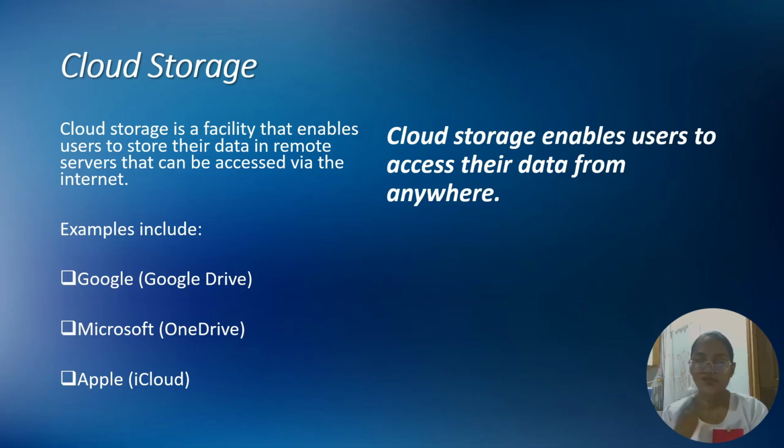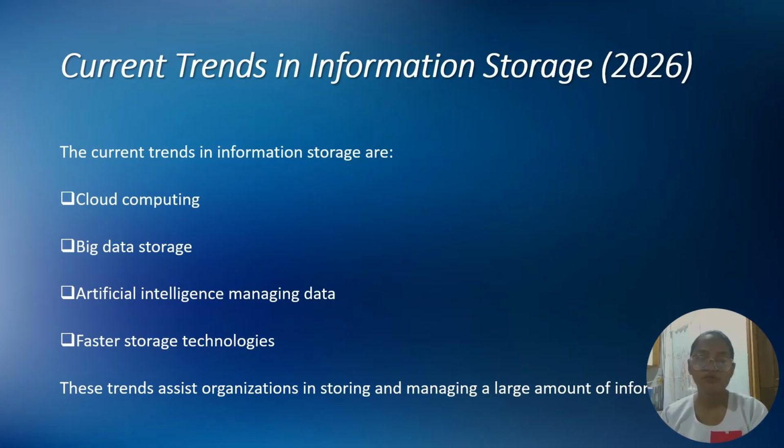Now we will move on to the current trends in information storage. So looking at the landscape in 2026, the biggest trend is the integration of artificial intelligence in data management. We are seeing AI that automatically tags and organizes files alongside the growth of big data storage solutions. And these can handle petabytes of information with incredible speed.